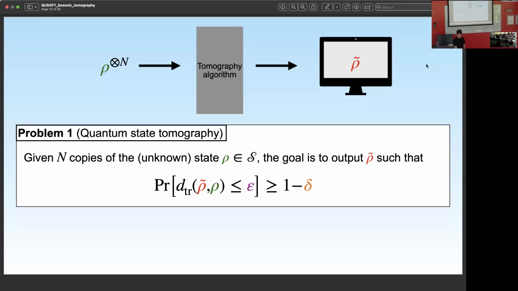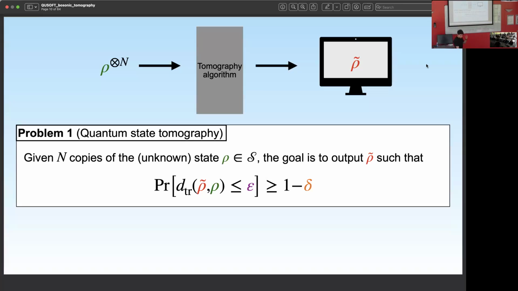And to summarize, the problem of quantum state tomography is the following. Given n copies of the unknown state rho contained in the prior assumption set S, the goal is to output a classical description rho tilde such that it satisfies this relation. Now you can imagine that running the experiment is expensive, so you want to minimize the number of state copies, n.